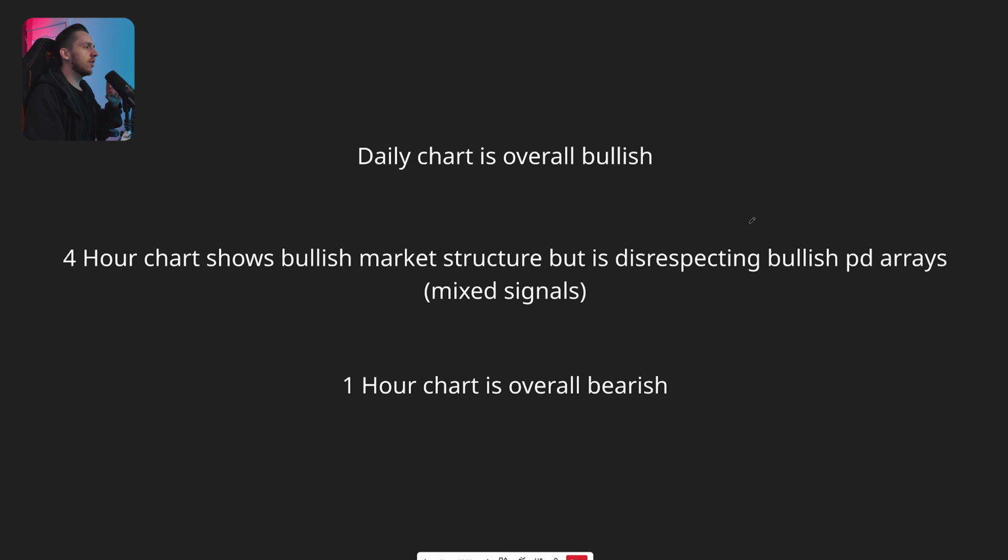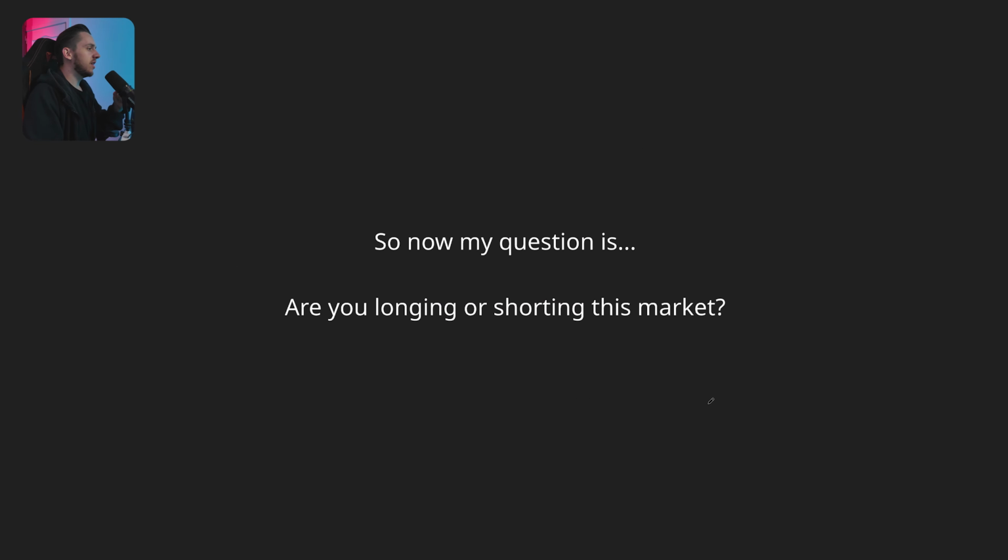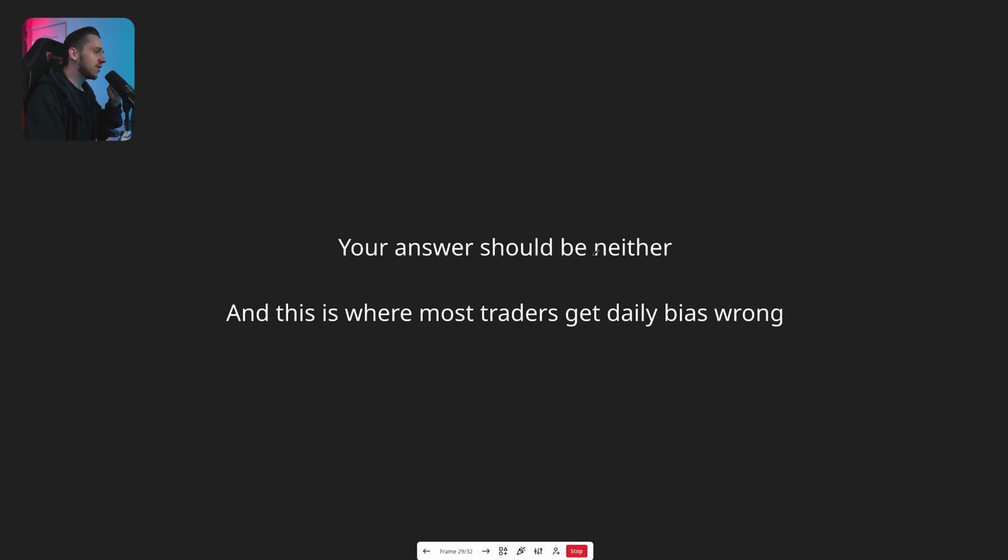So daily chart is overall bullish. 4-hour chart shows bullish market structure, but it's disrespecting bullish PD arrays and giving you mixed signals. And the 1-hour chart is overall bearish. So now my question is, are you longing or are you shorting this market? Are you bullish or are you bearish? And the answer should be neither.